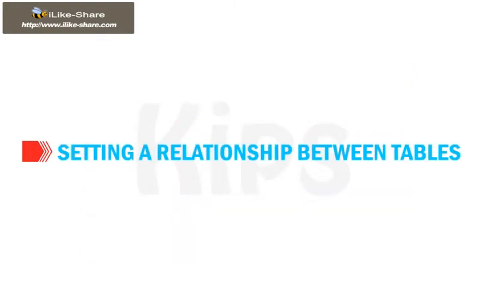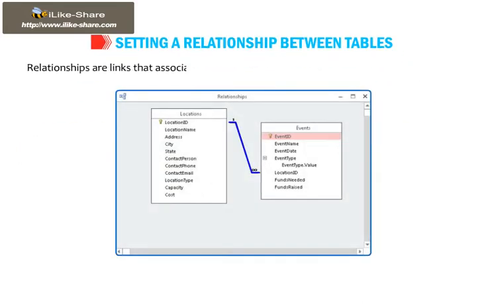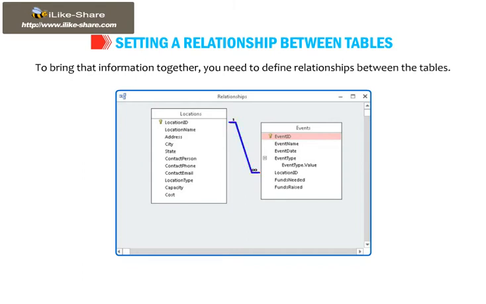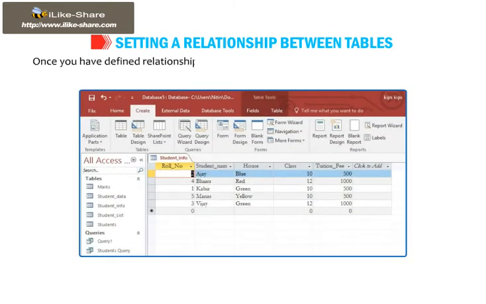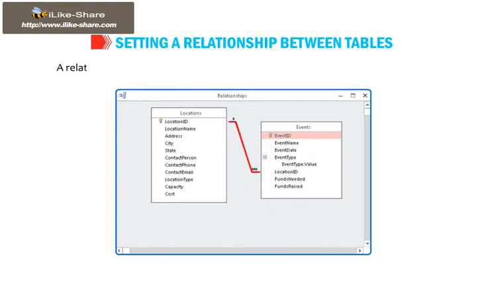Okay, let us now find out how to set a relationship between tables. Relationships are links that associate a field in one table with the same field in another table. In Access, you can store data in multiple tables. To bring that information together, you need to define relationships between the tables. Once you have defined a relationship between the tables, data from both the tables can be used by a query, form, or report.